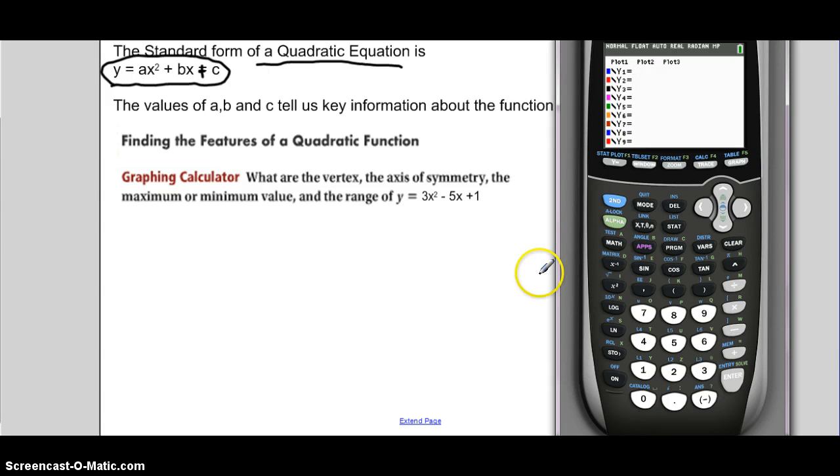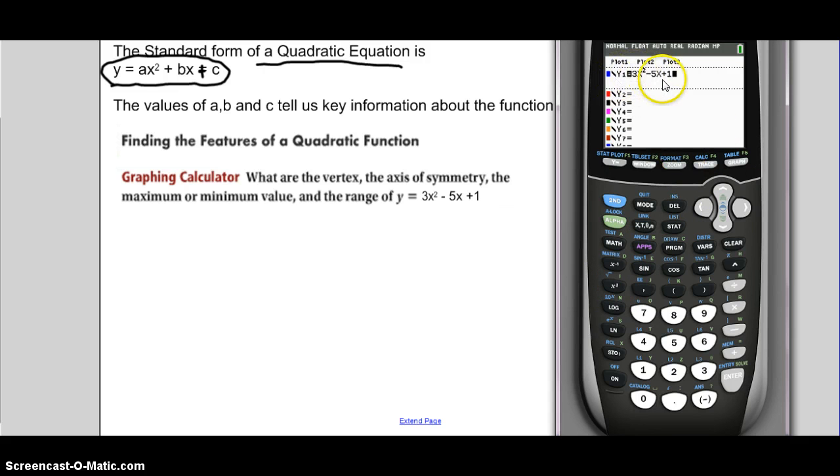Sorry for the technical difficulties there. Let's go ahead and plug in our quadratic equation: 3x squared minus 5x plus 1. And if you're wondering where I got that squared value, it's this x squared button right here.